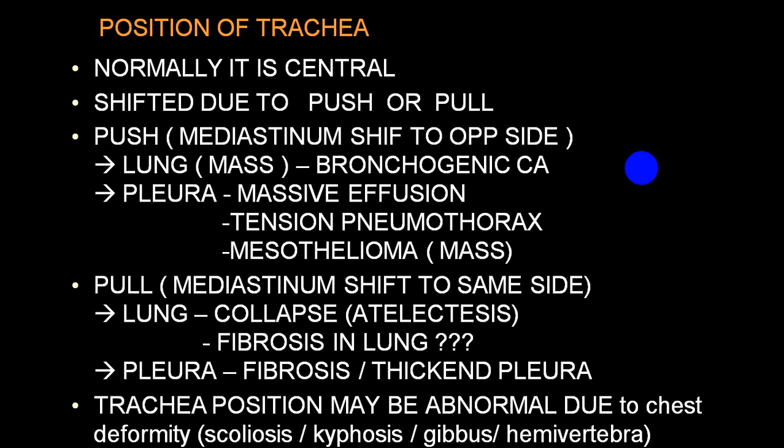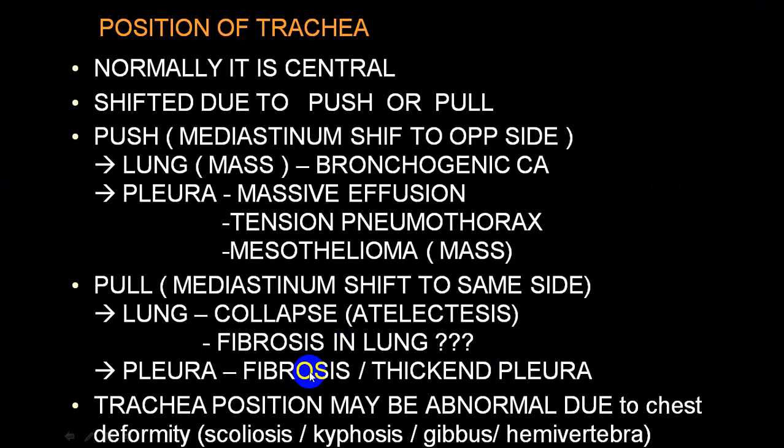hemopneumothorax, etc. These are all the conditions which will produce positive pressure on one side, which will push all the structures to the opposite side. That we call a push. Lung conditions producing a push are very rare, because you require a big mass to produce a push. While a pull is because of lung conditions like collapse or fibrosis in the lung. While in a pleural condition, fibrosis and thickened pleura can pull the mediastinum to the same side.